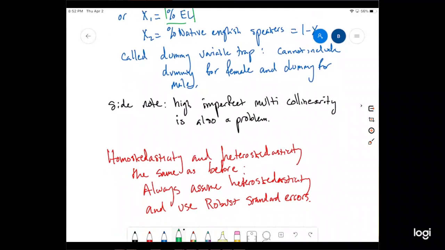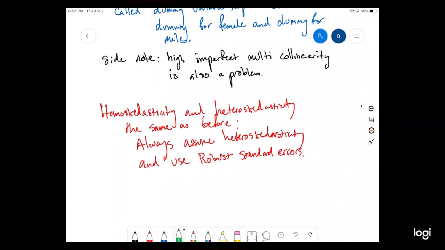Homoscedasticity and heteroscedasticity are the same as before. A rule of thumb is that you should always assume heteroscedasticity and use robust standard errors. R definitely has a setting where you can implement robust standard errors in your linear model rather than assuming homoscedasticity. Those will be fine for the situation when you actually have homoscedasticity, but that's almost never the case. So always implement robust standard errors.